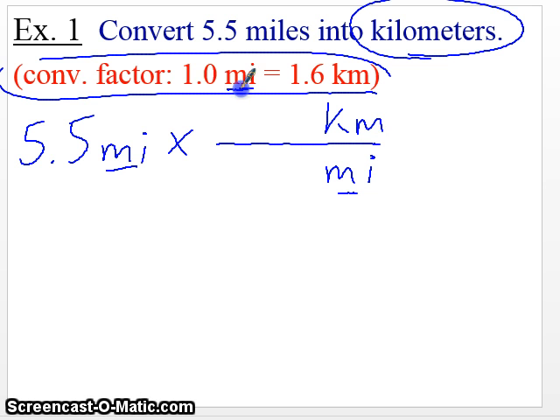So the miles has a 1.0 with it, so put a 1.0 with the miles. Kilometers, 1.6. There it goes. And then it's easy as multiplying by the top, dividing by the bottom. Okay. So 5.5 times 1.6 is probably 10-ish. Yeah. More than 5. More than 5, so less than 100.